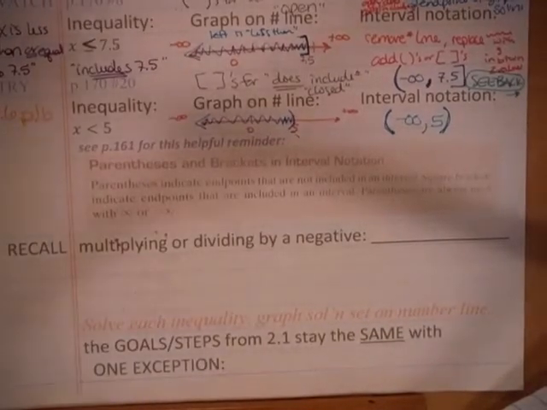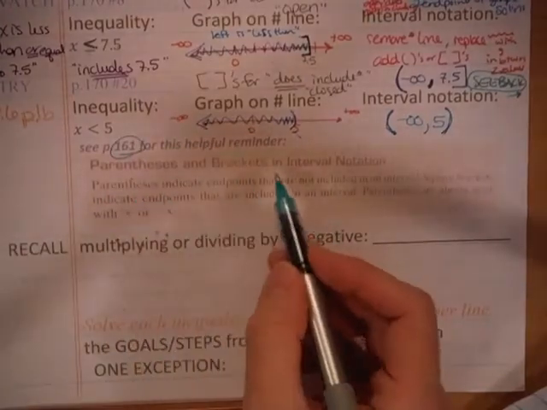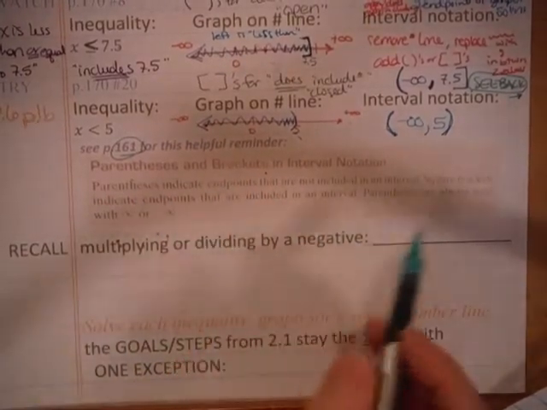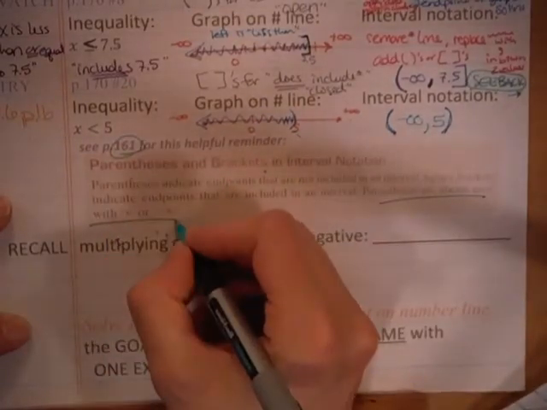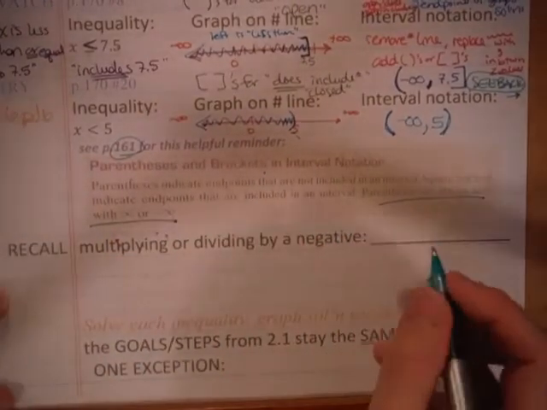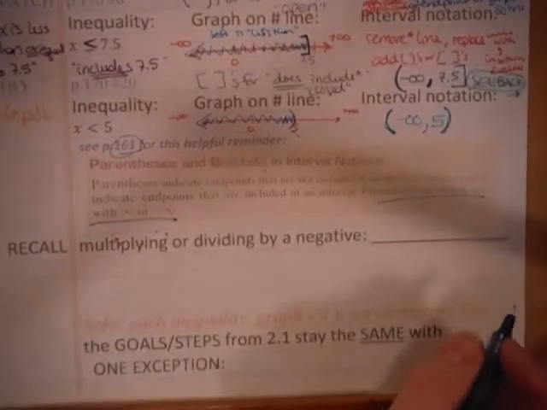5. Okay, and they just talk on page 161 about the difference between parentheses and brackets, when you'd use it, when you'd not. The important thing is parentheses are always used for infinity or negative infinity. Okay, and then let's move on to getting us ready to solve inequalities.